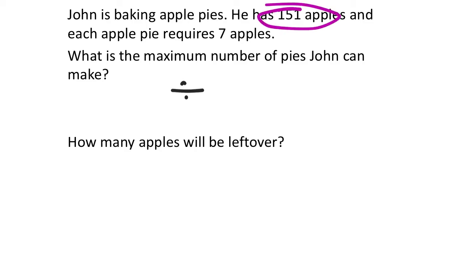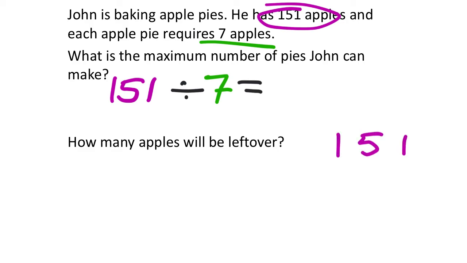Particularly with 151 apples, that would be our dividend. So that's the first number in the division problem, and we're just going to divide it up with 7 apples. So it's 151 apples divided by 7 apples, but that really is a rate at 7 apples per pie, which is why our answer will end up in pies in this one. So let's do this again, long division, right? 151 divided by 7.